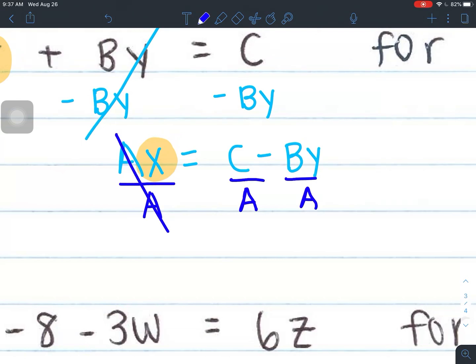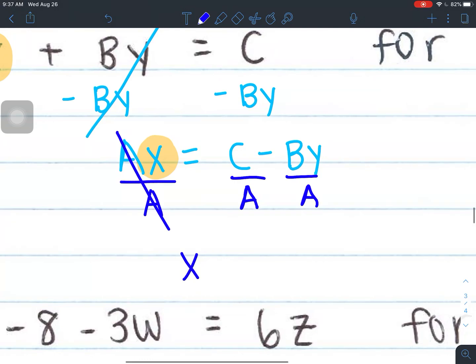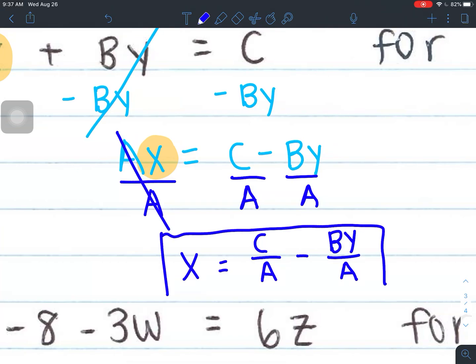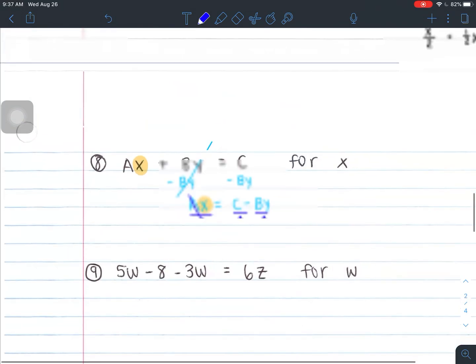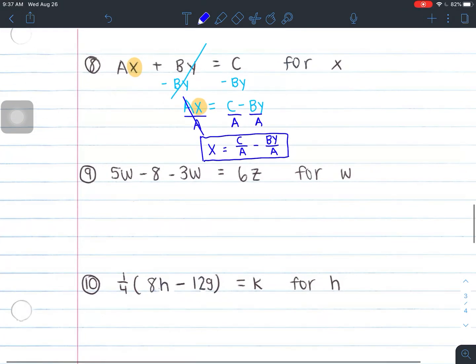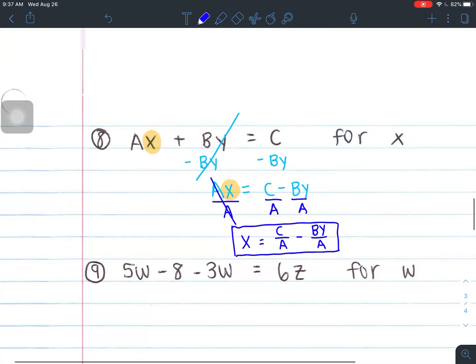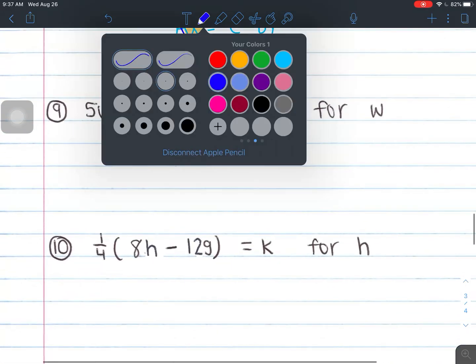Okay? So a divided by a on the left cancels and becomes 1. So I have x equals c divided by a. I cannot simplify that. They're not like terms. And then minus by divided by a. That's all I did. That's all I have to do. I got x by itself. I accomplished the goal that they wanted me to accomplish. So we're finished. We solved for x. Again, it looks super weird because there's so many variables there. So that's why it can be a little confusing.